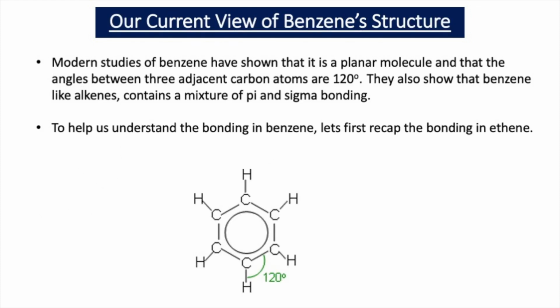So now let's look at the current view on the structure and bonding in benzene. Now, modern studies of benzene have shown that it's got a planar ring structure and the bond angle between the carbon atoms is 120 degrees. And the modern studies also show that benzene, like alkenes, contains a mixture of pi and sigma bonding. Now, in our last video on alkenes, we discussed pi and sigma bonding that exists in ethene. And to help us understand the bonding in benzene, let's recap the bonding in ethene and in particular focus on the pi and sigma bonding.